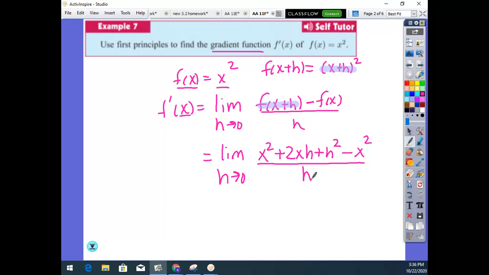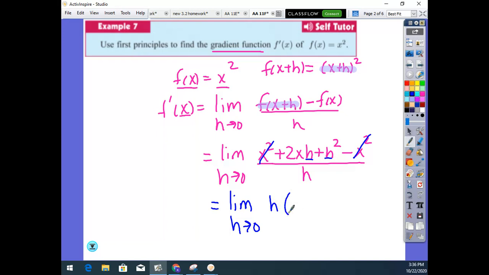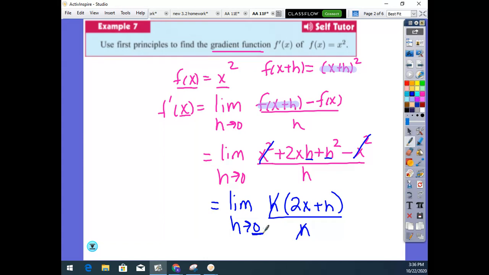When you do this correctly, the x squareds cancel. I'm going to bring down the limit as h approaches 0. Now, when you do this correctly, everything has a GCF of h in the numerator. Factor out the h. So the h cancels. Now I can substitute my 0 into h, and my limit is 2x. What this tells me, f prime of x, the derivative function, is 2x.